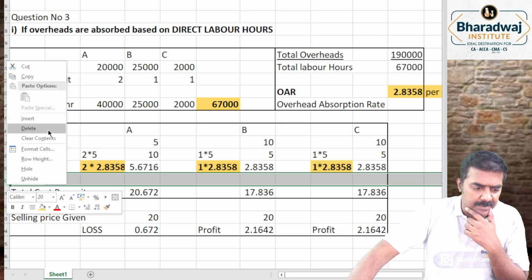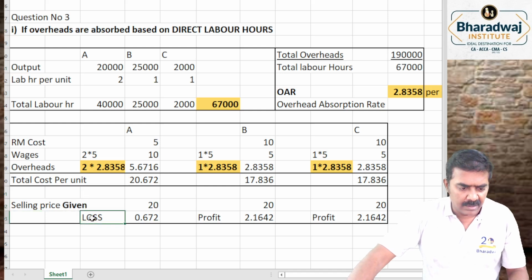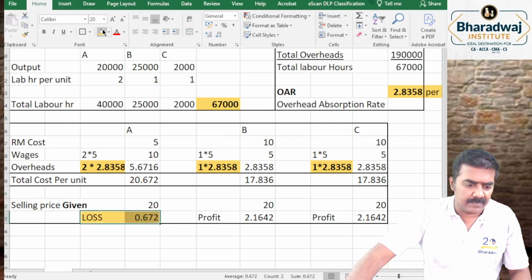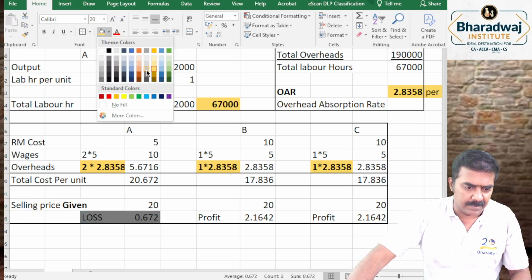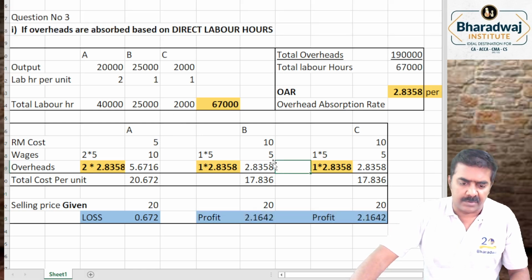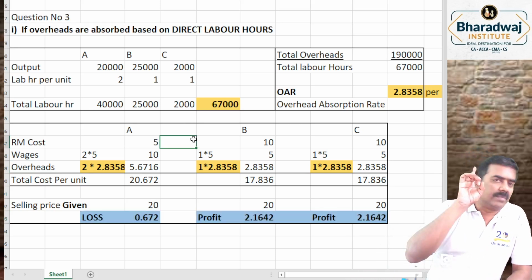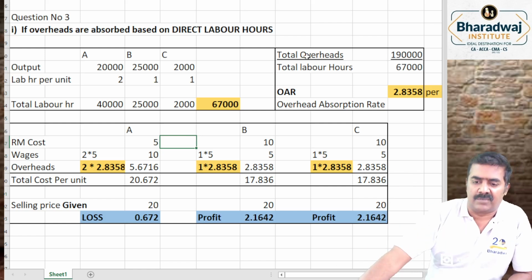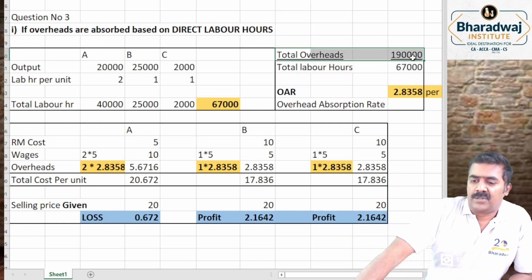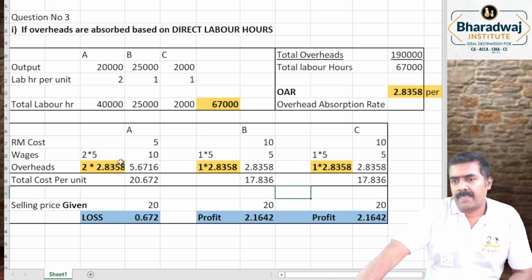We get total cost per unit. Selling price is given in the question: 20, 20, 20. So for product A, what is the loss per unit? 0.672. The other two products are in profit. This is under the traditional method. Remember, I told you: one division, one multiplication. The division is total overheads divided by number of hours, which gives you the rate. Using that rate, we charge the overheads to the products. Take it.